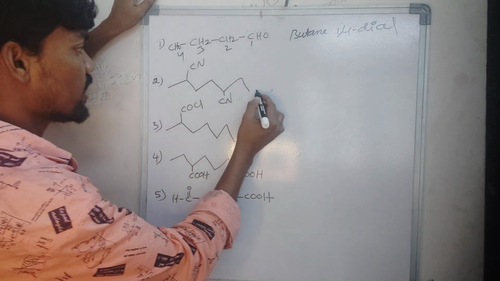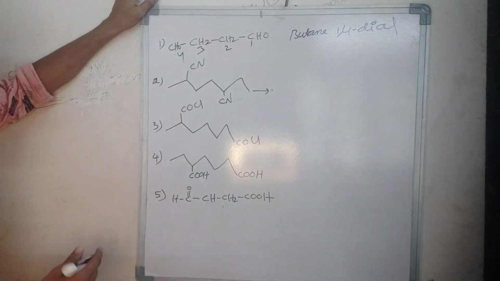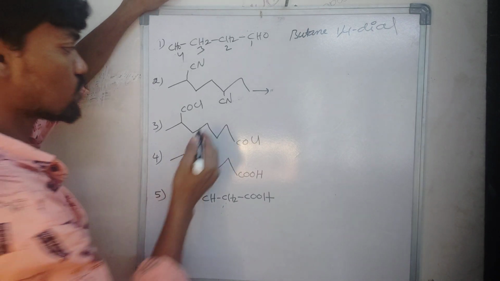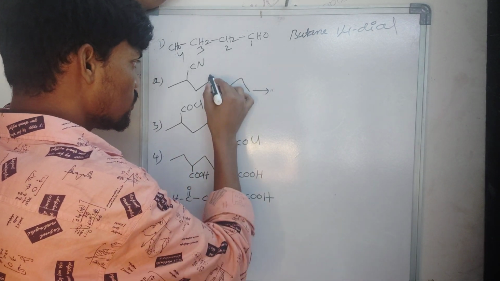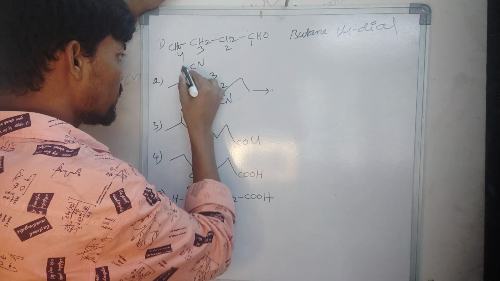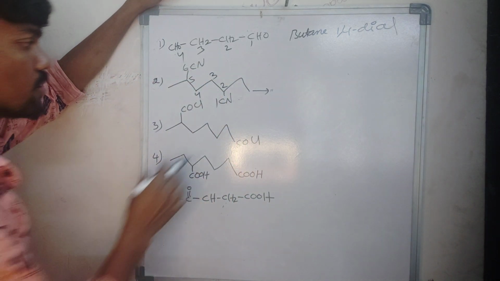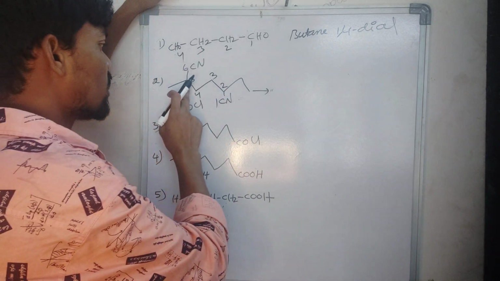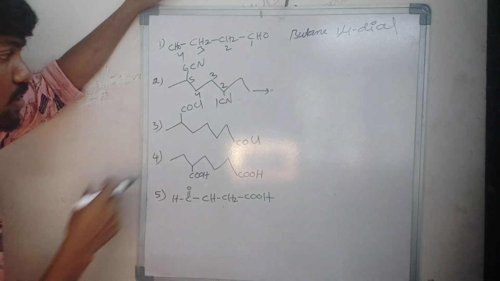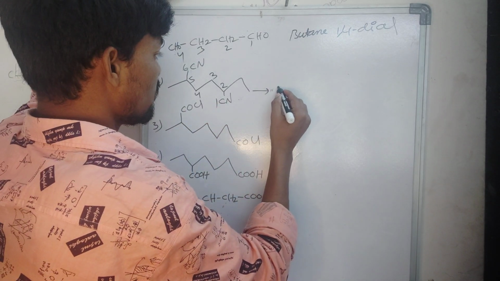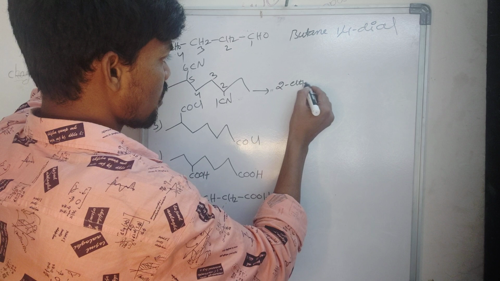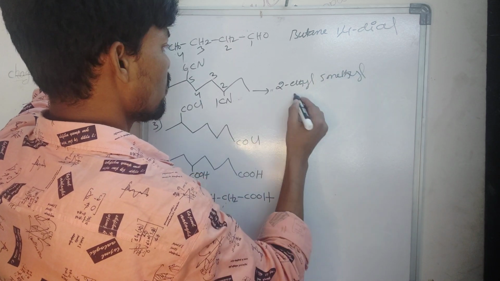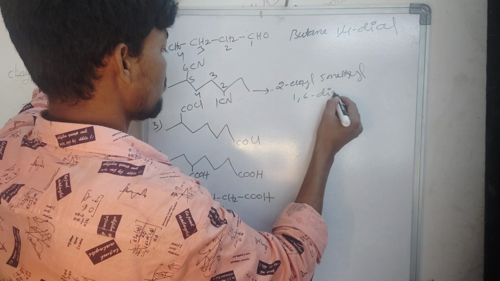Next one. Coming to this point, here what happens? This is a cyano group, and this is also a cyano group. Wherever you take, we have to take from this one: 1, 2, 3, 4, 5, 6. A two-carbon ethyl group is there. Here also, on the fifth carbon, a methyl group is there. How can I write it? 2-ethyl, 5-methyl, 1,6-dinitrile.